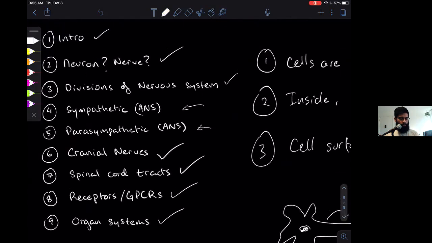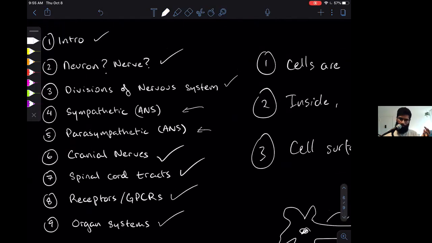So let's see what we went through today. Intro, we talked about neurons and nerves. Nerves can be bidirectional, made up of many different neurons. The divisions of the nervous system: afferent stuff going towards, efferent stuff coming away. You have the peripheral nerves and the central nerves. Central nervous system: brain, brainstem, spinal cord, from which the peripheral nerves arise.